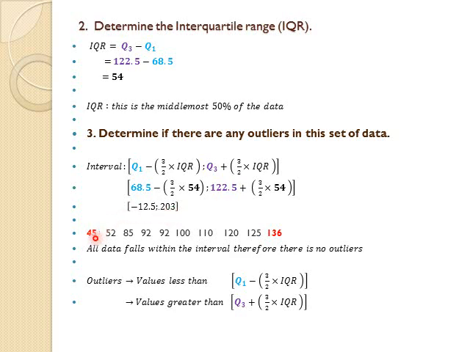So we look here, the smallest value there is 45. It's bigger than minus 12.5. And the maximum value is 136. It's smaller than 203. So therefore, we have no outlier. So all data falls within the interval, therefore there are no outliers. So for an outlier, a value must either be less than quartile 1 minus 3 over 2 times interquartile range, or greater than quartile 3 plus that. Then we have an outlier.